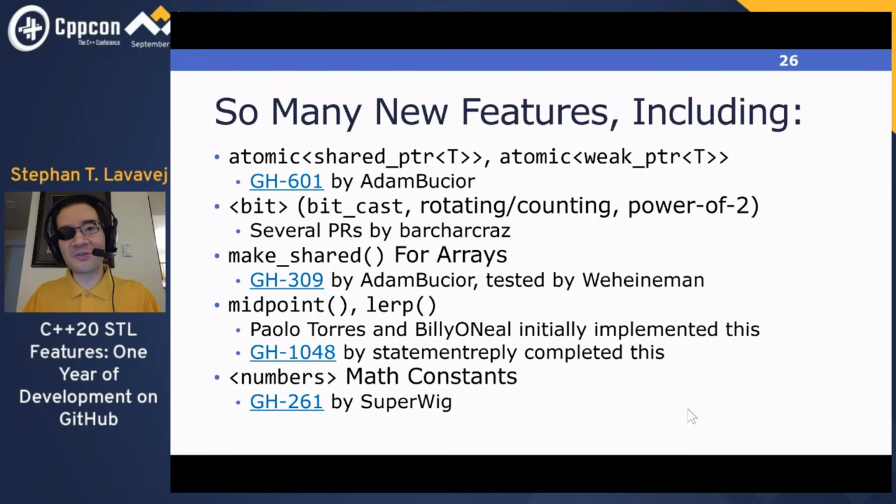And also in the sort of mathematical domain, if you just want constants like pi or e, now there are variable templates that express that in the std::numbers namespace.